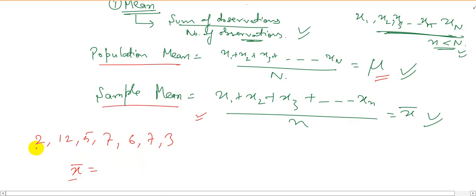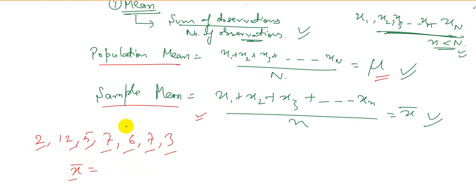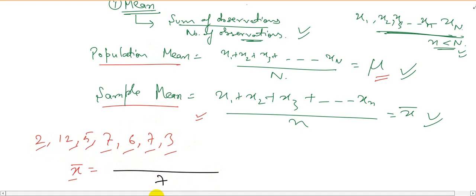How many observations are there? 1, 2, 3, 4, 5, 6, 7. There are 7 observations, so I'm writing 7 in the denominator, and I'll add all these observations because this is stated in our definition. All 7 observations are here, and the sum of these observations is 42, upon 7, which is equal to 6. So what does this 6 mean?